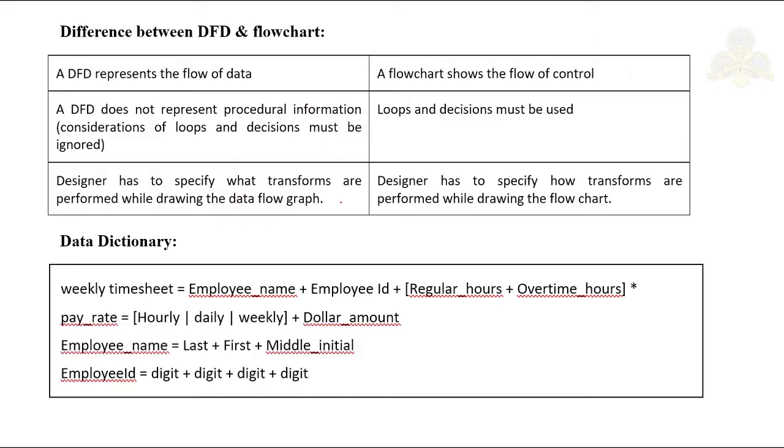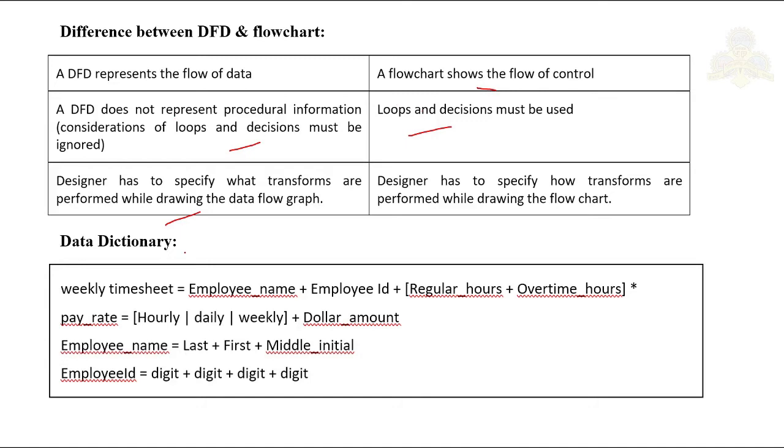Next, we will see the difference. A DFD represents flow of data, whereas a flowchart shows flow of control. In a flowchart, we use loops and decisions, but we do not represent loops and decisions in a DFD. In a DFD, the designer has to specify what transforms are performed while drawing the DFD, but in the flowchart, you have to specify how the transformations are performed. These three are the basic differences between the DFD and flowchart.